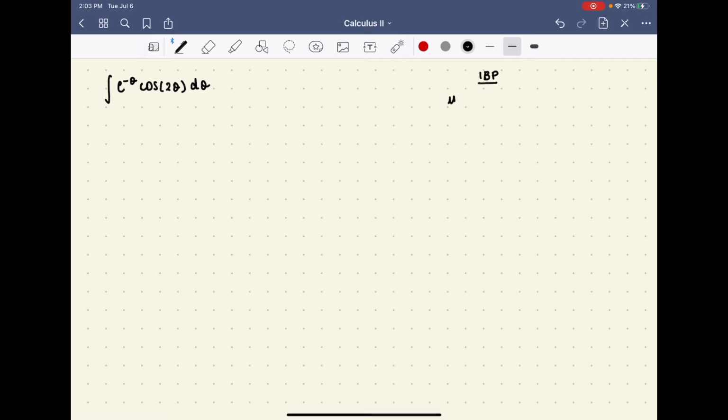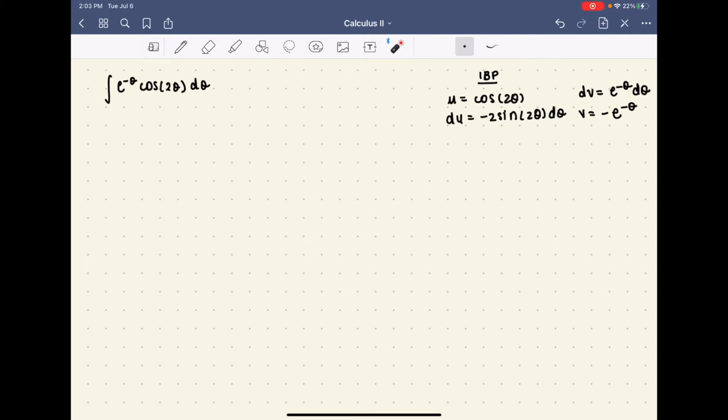We're going to set u as cos 2 theta. du is therefore equal to minus 2 sine 2 theta d theta. And dv is e to the minus theta d theta. And v is equal to minus e to the minus theta.